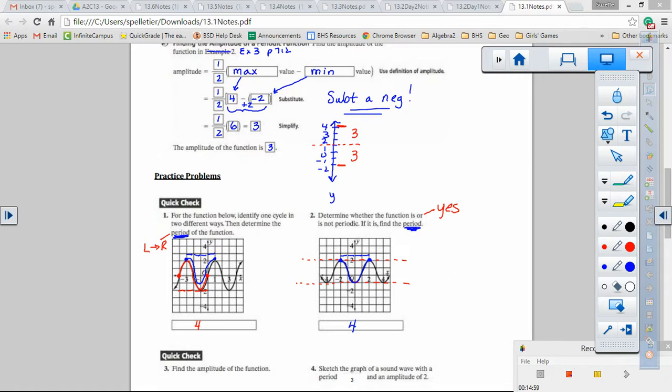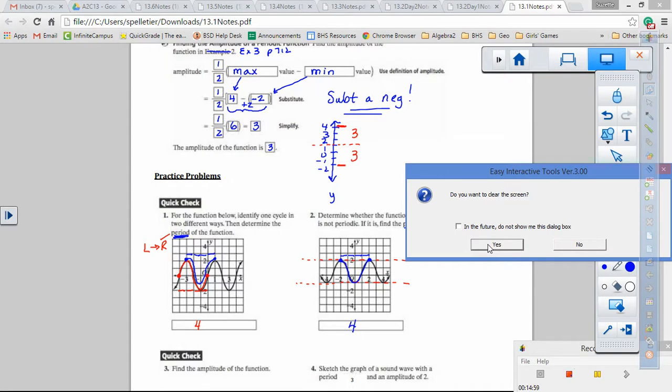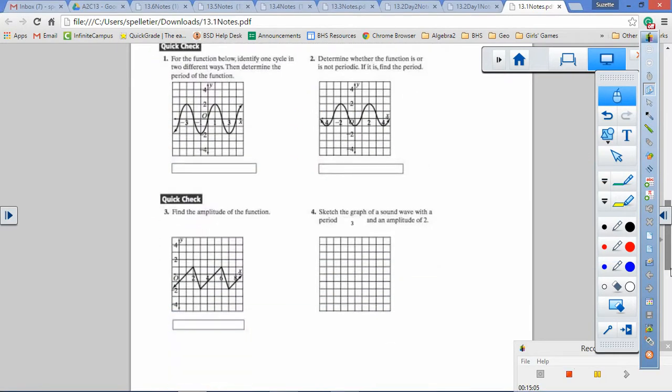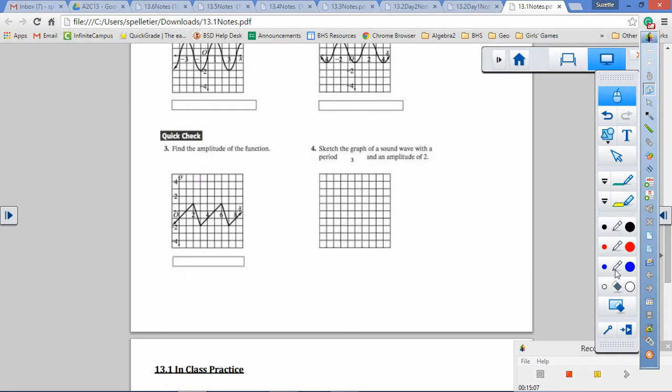3 and 4 are both dealing with amplitude. So if we just review period a little bit, and now let's review the 2 amplitude problems.